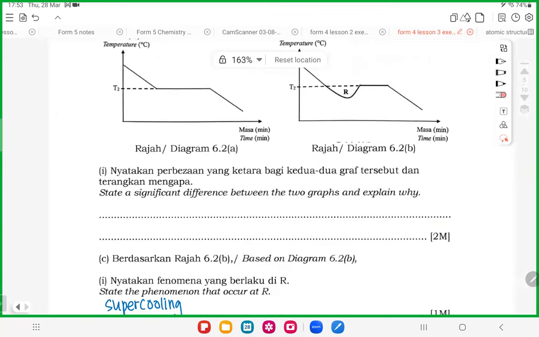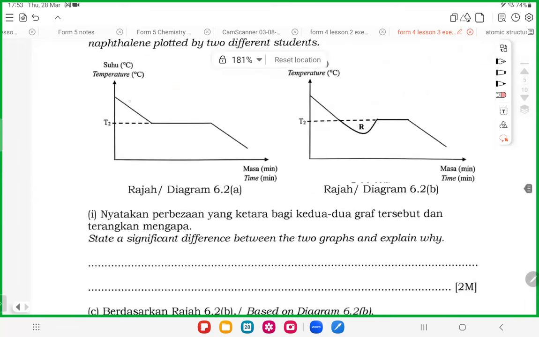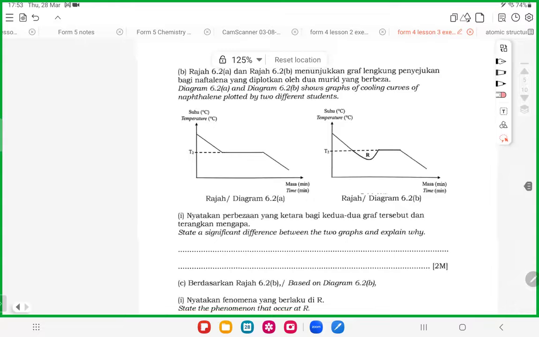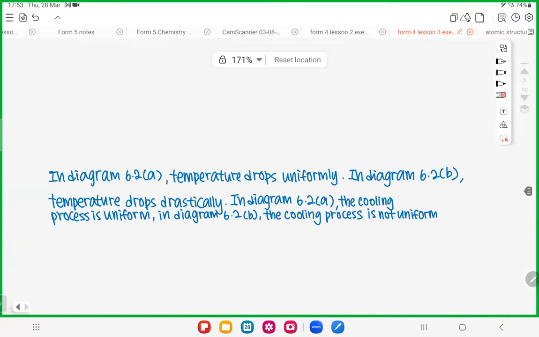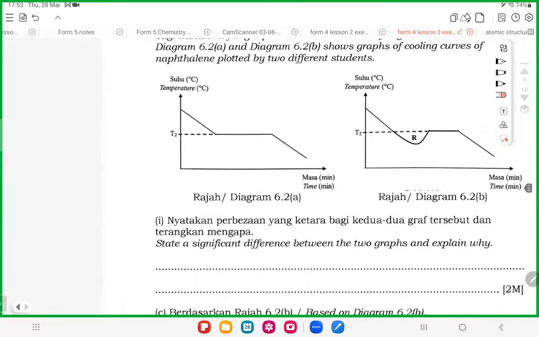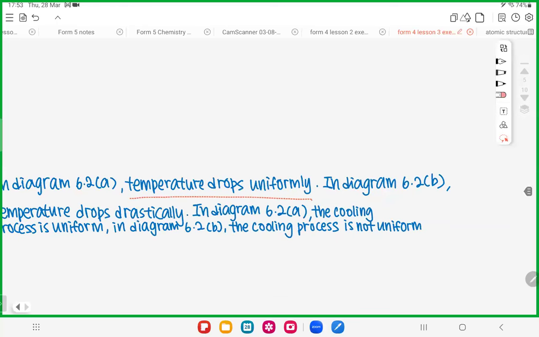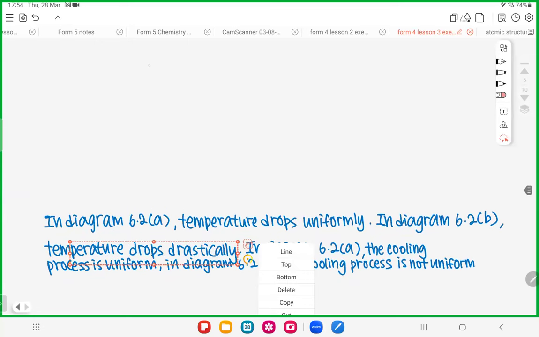So what you can do, very easy, just look at the graph. Here the temperature goes down nice and steady, slowly. This one, the temperature goes down too fast, like a roller coaster. That's why there is a dip, too fast. So the first point you can write is this. In diagram 6.2A, the left-hand side diagram, and this is 6.2B, the temperature drops uniformly. Make sense? The temperature drops nicely, like this, and here, and here. In diagram 6.2B, what do you see? The temperature drops drastically. See, the temperature drops too fast, there is a dip. So it drops drastically. That's the difference.